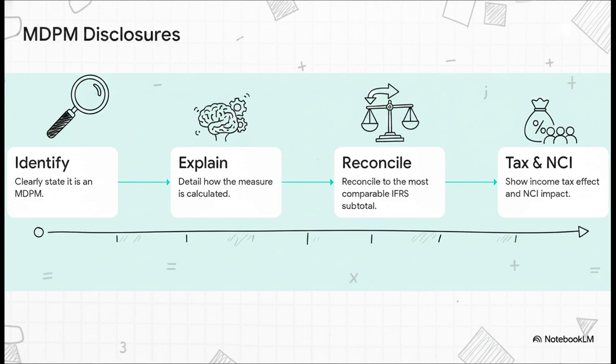First, flag it clearly as an MDPM. Second, explain exactly how the math works. Third, and this is a big one, you must provide a step-by-step mathematical reconciliation from your custom measure back to the most directly comparable IFRS subtotal. And fourth, detail the income tax effect and non-controlling interest impact for every item in that reconciliation.